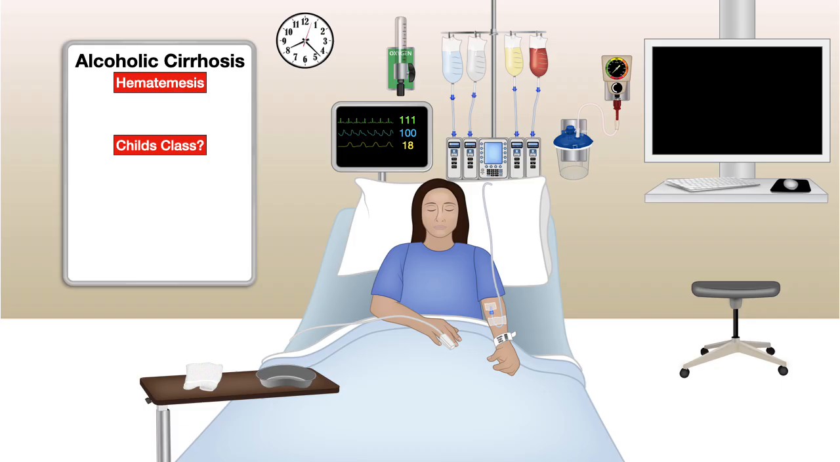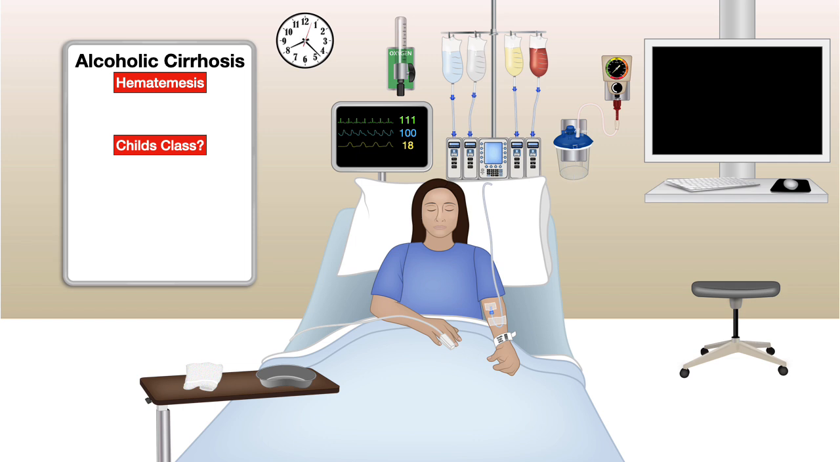So, when you see a patient with alcoholic cirrhosis, or for that matter, any type of cirrhosis, when they present with hematemesis, you should consider that the most likely cause of bleeding in that patient is from the varices.